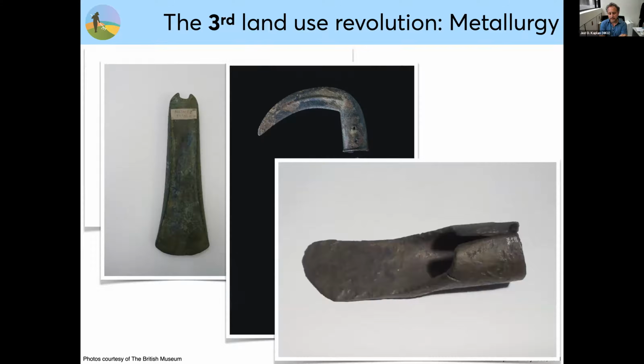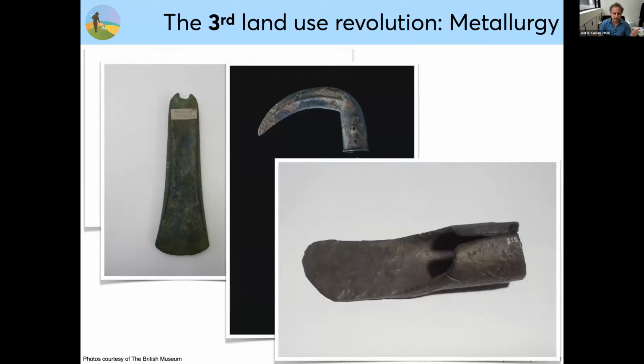These implements not only change the way people can use their landscape, but they also change the demands that humans have for primary energy. If you want to mine and if you want to smelt metals, you need much more fuel. And that fuel comes chiefly from wood in the pre-industrial period. And so demand for metal fuels demand for forest, which leads to deforestation. And some of that forest never goes back to being forest again. Once it's been cleared, it is used for other purposes like pasture or farmland.